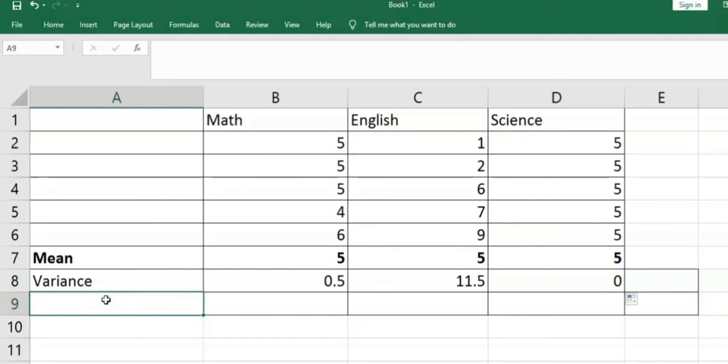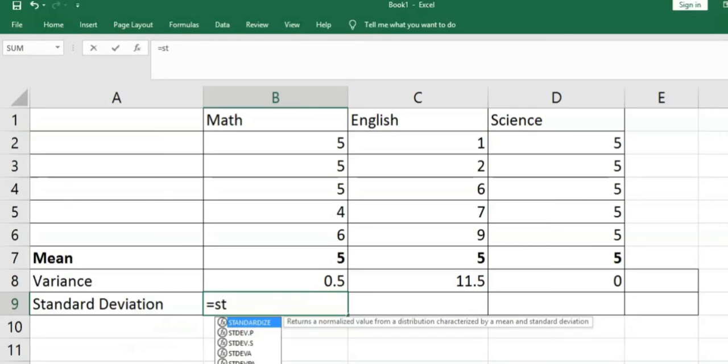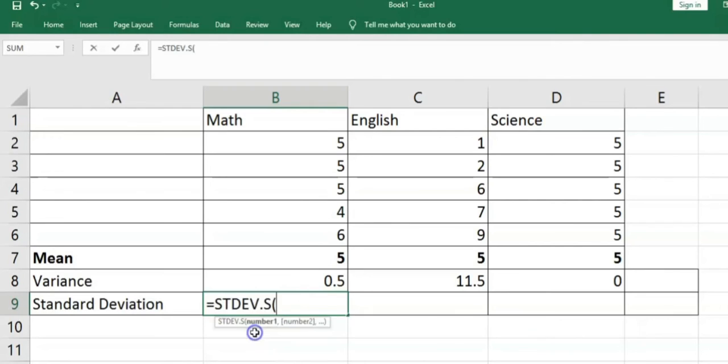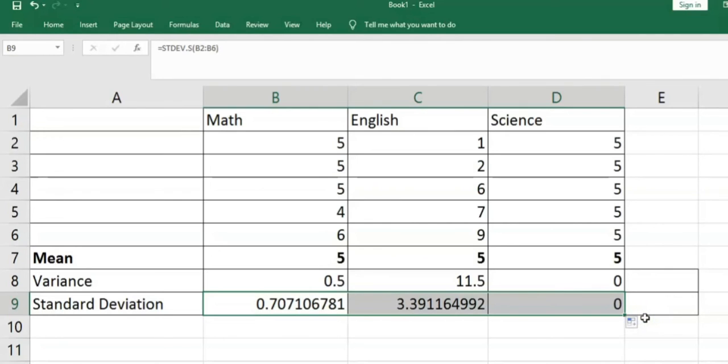Another way of determining the measure of dispersion is to use the standard deviation. The standard deviation has this formula in Excel, STDEV, and once again, we have 2 options. One is for the population and then the other one is for the sample. Let's use the sample. Let's highlight. Select the cells, close parenthesis, enter, and copy the formula.